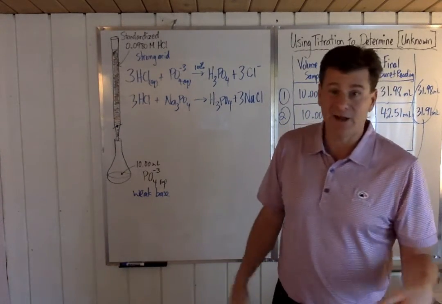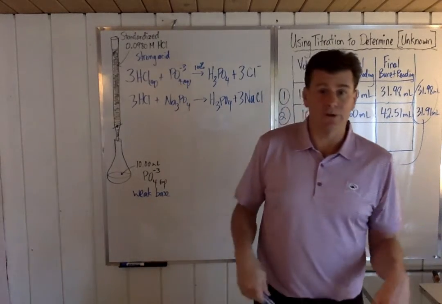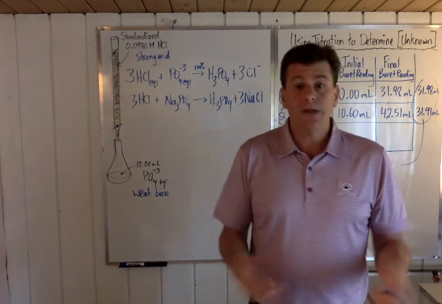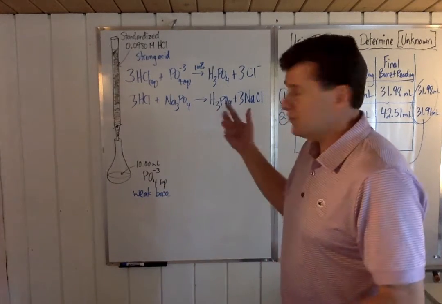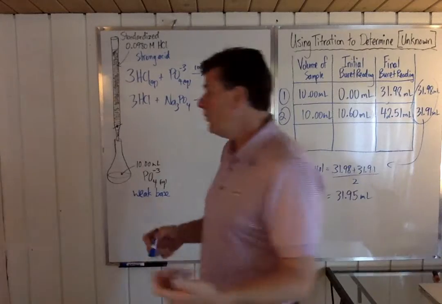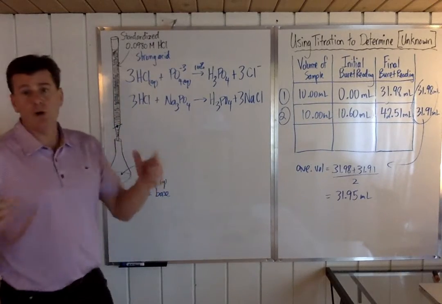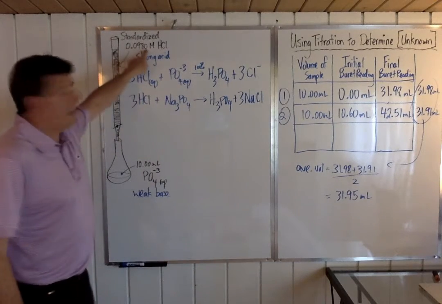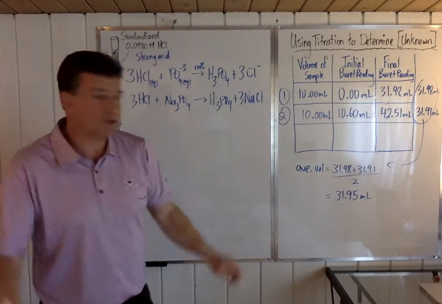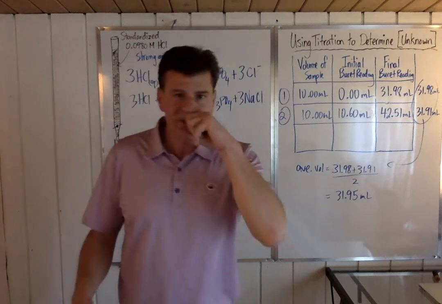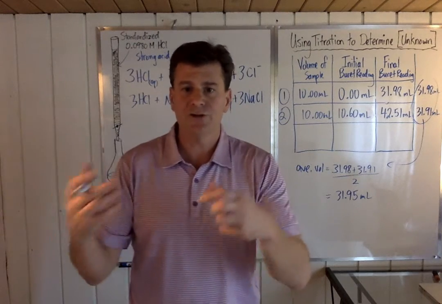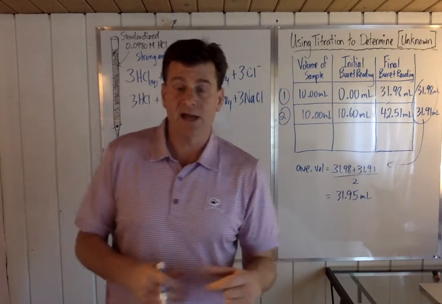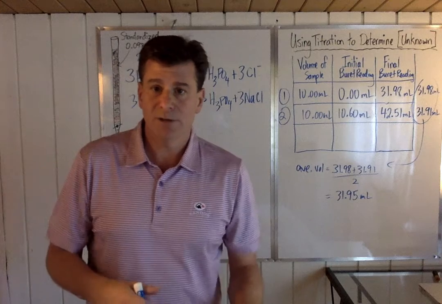Although even in a net ionic equation, the chloride, the Cl minus, would have been eliminated. Okay, so we're going to use the stoichiometry here to actually figure this out. Now what you do is you know the moles of one thing, in this case the HCl, because you know its concentration and you know the volume of HCl that you added to it. So the known thing is the HCl. The unknown thing is the PO4.